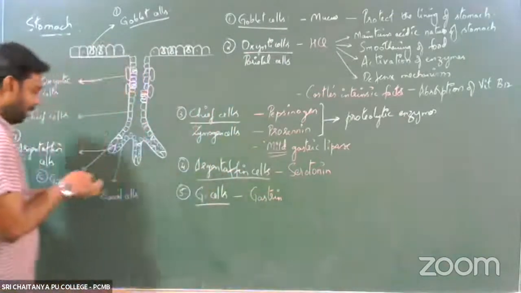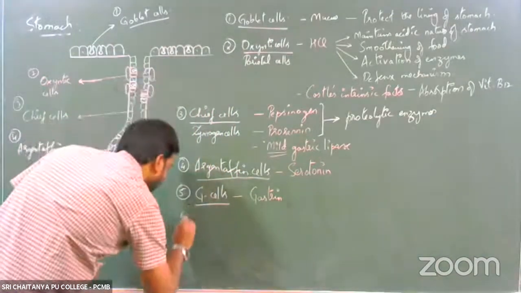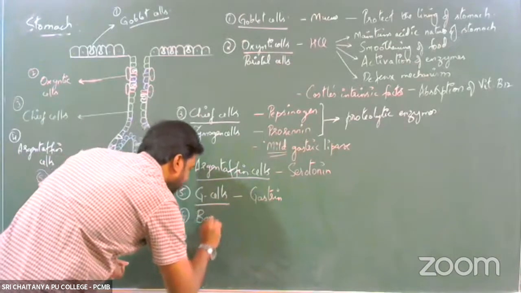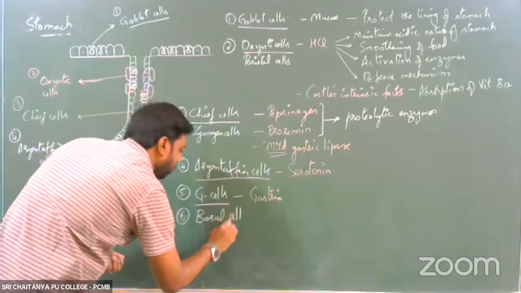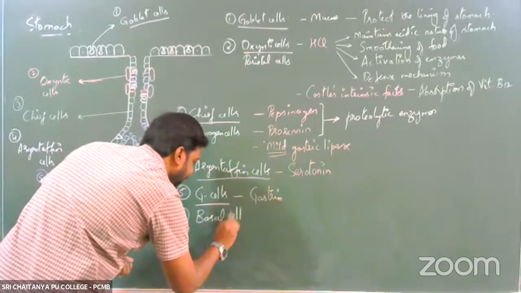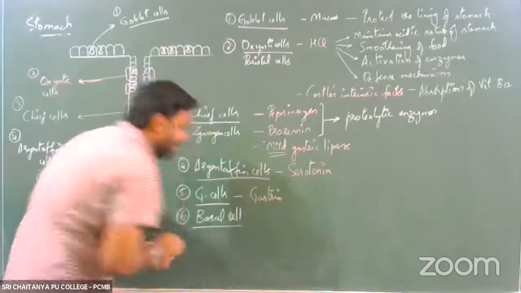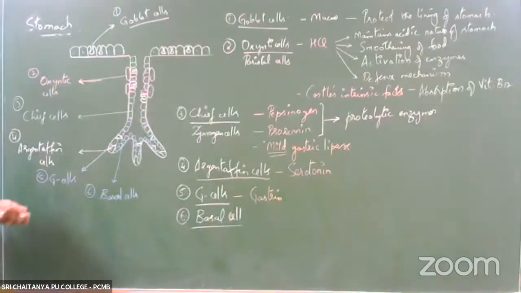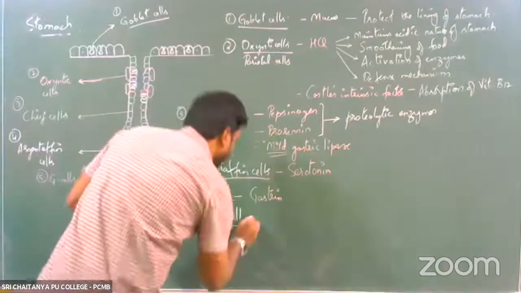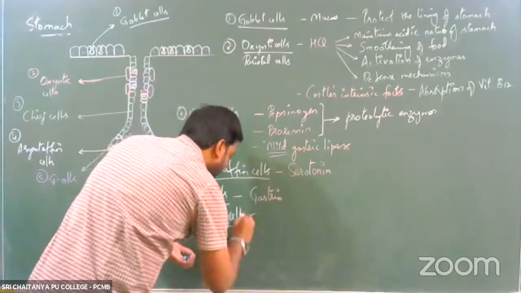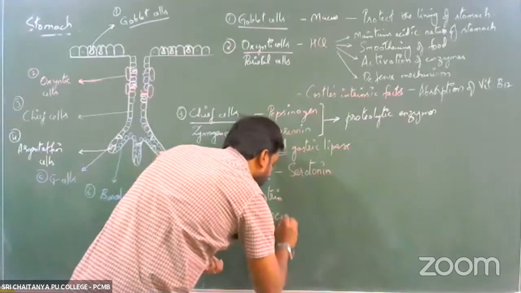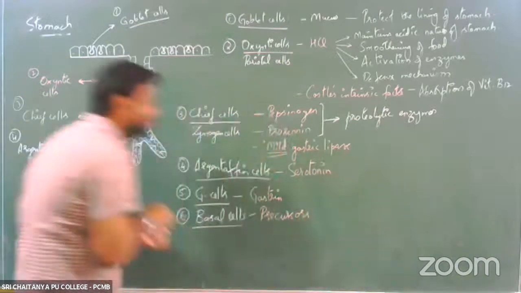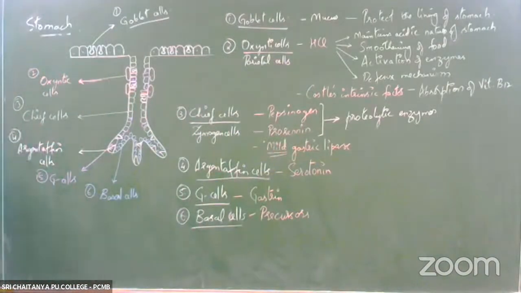And finally, we have the last cell here, which is called the basal cell. This basal cell has one more name also, so you can just make a note. It is also called the stem cells. Either we call it basal cells or we call it stem cells. These basal cells or stem cells are usually considered as the precursors of the other types of cells. So that is the role of this basal cell.